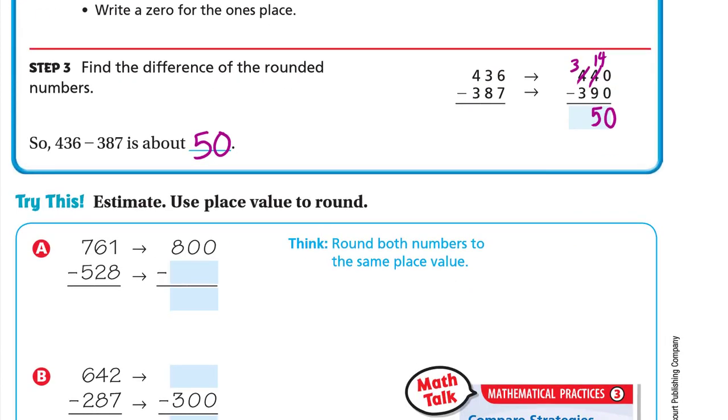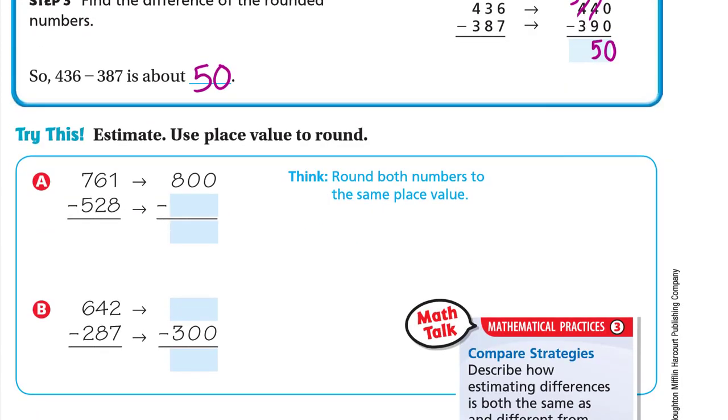So here let's estimate, using place value to round. Let's round to the hundreds. Here, the hundreds digit is 7. To the right of it, we have 6. The 6 is strong, so the 700 became 800. Here, the hundreds digit is 5. To the right of the 5, we have 2. The 2 is a weak digit, so we keep it 500. So 800 minus 500 is actually 300.